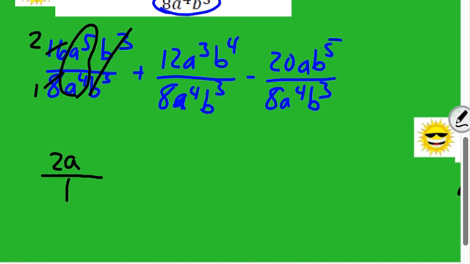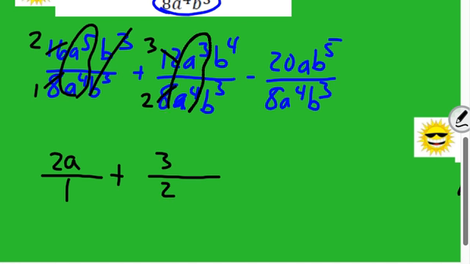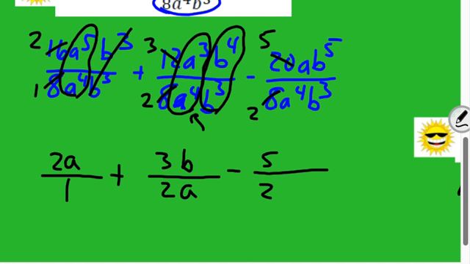So 2a all over 1 in this case, plus here, 4 goes into 8 twice and it goes into 12 3 times. So I have 3 over 2 to begin with. It looks like I have more a's in the denominator here, 1 more, so I'm going to make that 2a. And more b's. I have a b to the 4th over b cubed, so I have another b in the numerator. So 3b all over 2a minus, 4 goes in there twice, 4 goes in there 5 times. So 5 over 2. For the coefficients, a to the 1st on top, a to the 4th down here, so I have a to the 3rd, I have 3 more in the denominator.